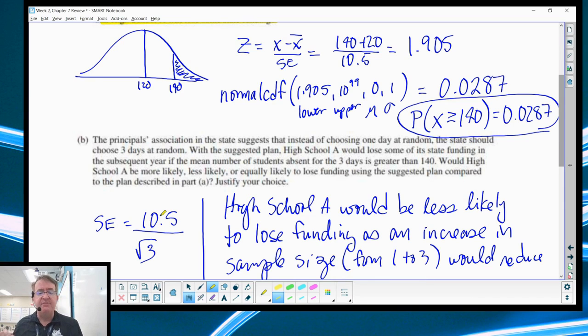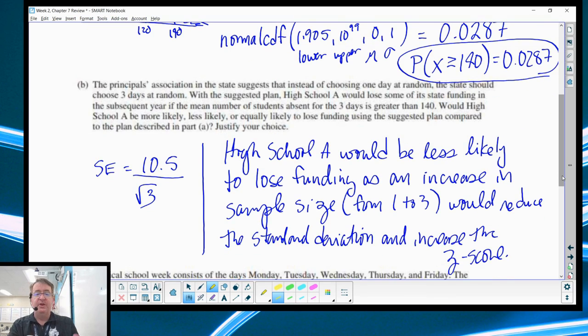No. What you have to say is that high school A would be less likely to lose funding. Why? Because the increase in sample size would reduce the standard deviation, and therefore increase the z-score. Okay, and because of that, then the probability will go down. All right. So again, depending upon how you want to play it, if you calculate it out, if I remember the rubric correctly, they do give you credit for that. You're saying, well, I calculated it out and go from there. The key here is this step right there. Okay. Don't forget about it.